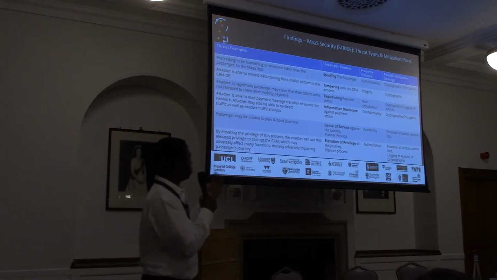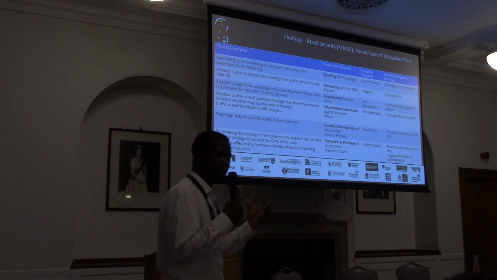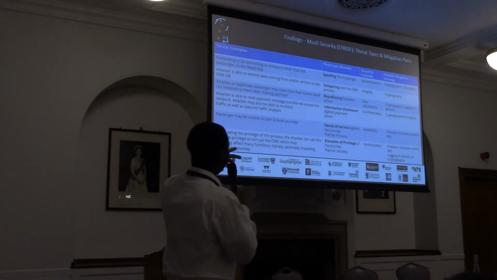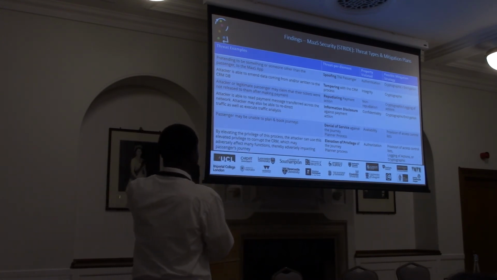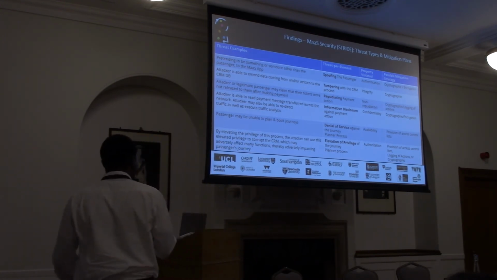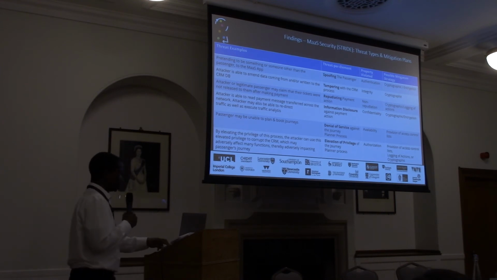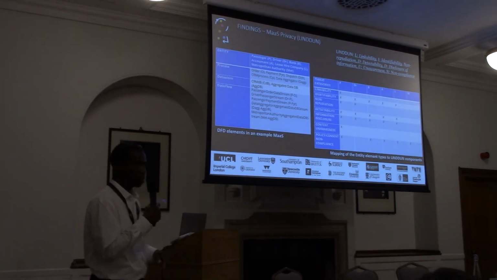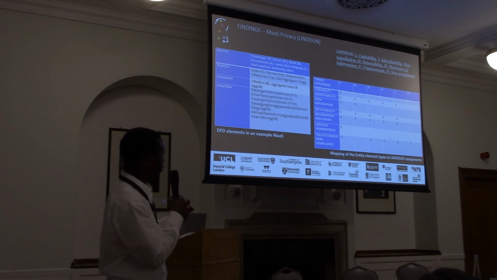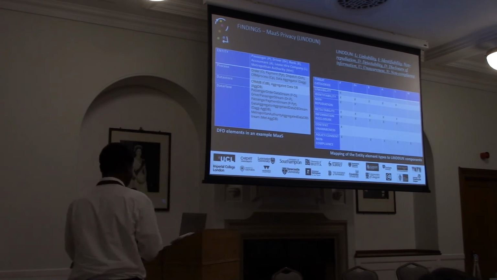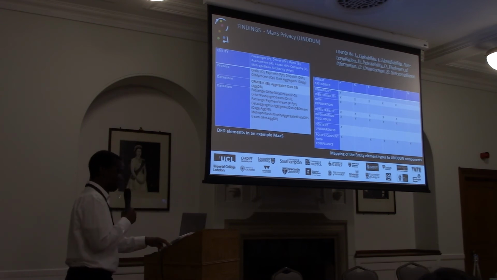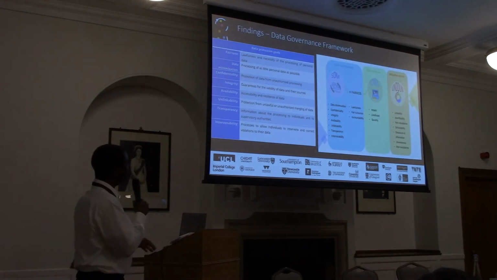So some of the threats that we saw in MaaS, we did with STRIDE, and some of the outputs are now published. We also used LINDDUN for the privacy requirements for MaaS, and that is also published as well.